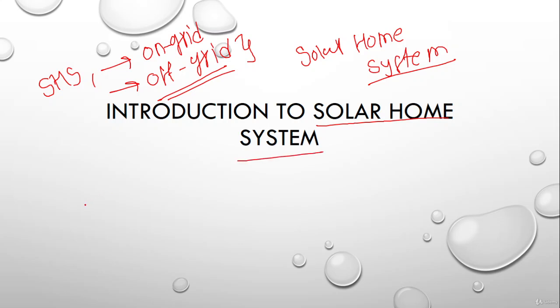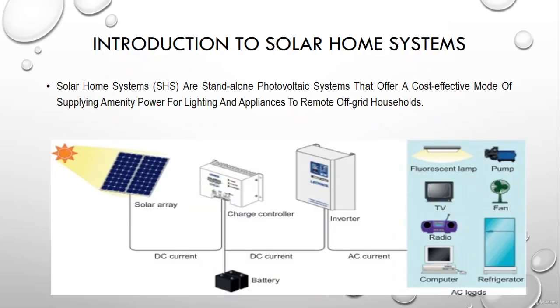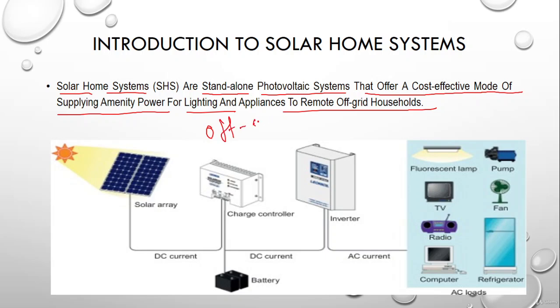Generally, to fulfill the needs of home appliances or home consumers in the residential sector, for the smaller sector actually, we use the solar home system for that purpose. So whenever we talk about the solar home system, it is basically a stand-alone photovoltaic system that offers a cost-effective mode of supplying amenity power for lighting and appliances to remote off-grid households. Whenever we use a very small capacity off-grid solar system for a remote area, such a system comes under the off-grid solar home systems.